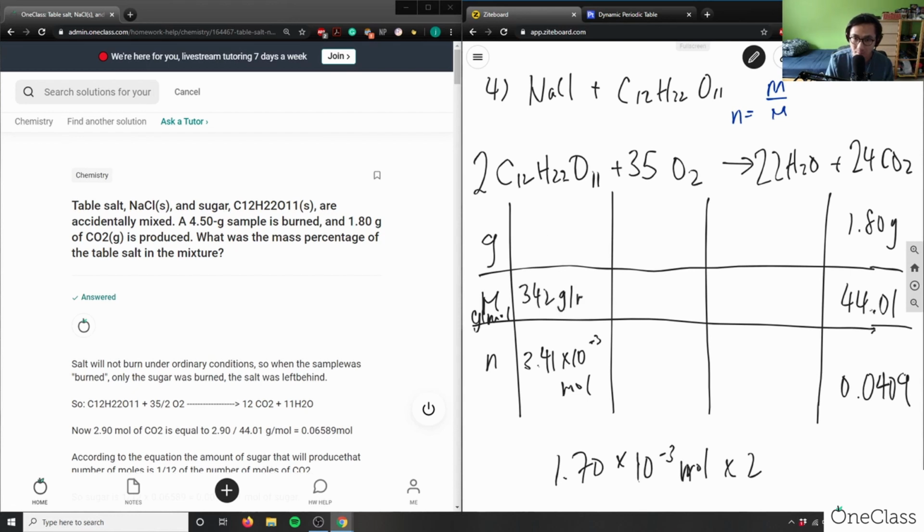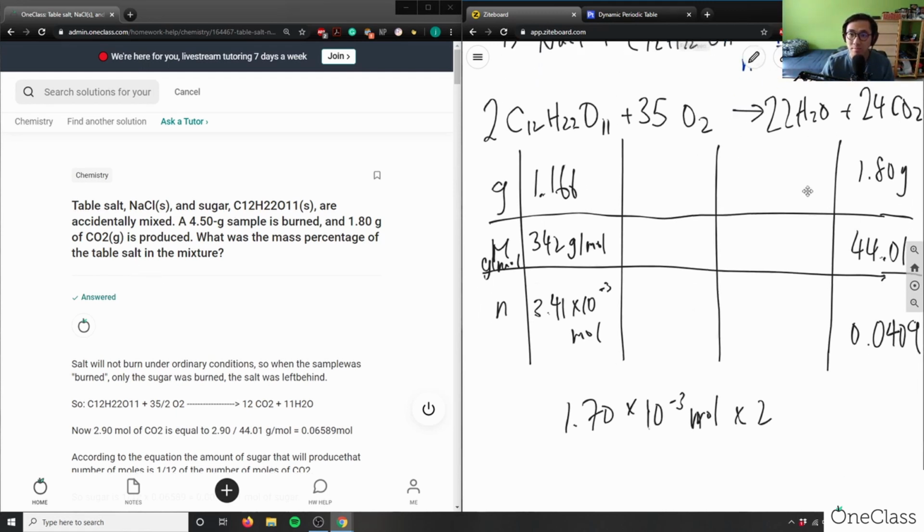342 grams per mole. And if I want to figure out mass, I simply have to multiply moles and molar mass together, right? So 342 times 3.41 times 10 to the negative 3 would give me 1.1666 grams of sugar, right? So now we know the grams of sugar in our sample, which means we can find our table salt, right?